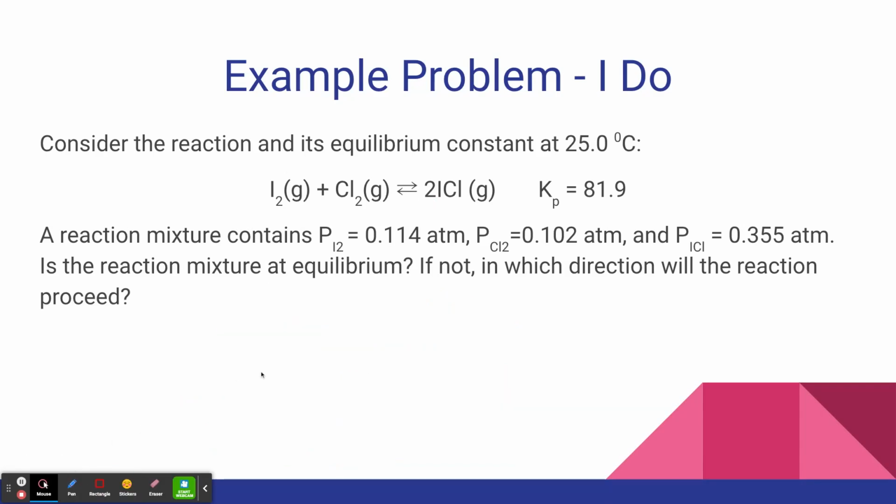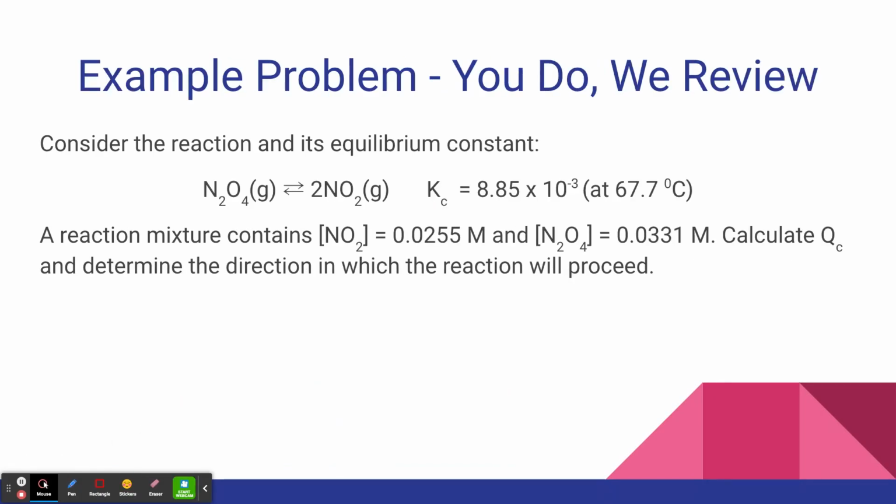Okay. Let's do another example problem. It says, consider the reaction and its equilibrium constant below. We have N2O4 in equilibrium with NO2 with an equilibrium constant of 8.85 times 10 to the negative 3 at 67.7 degrees Celsius. The reaction mixture contains a concentration of NO2 at 0.0255 molar and a concentration of N2O4 at 0.331 molar. It says to calculate Q and determine the direction the reaction will proceed.